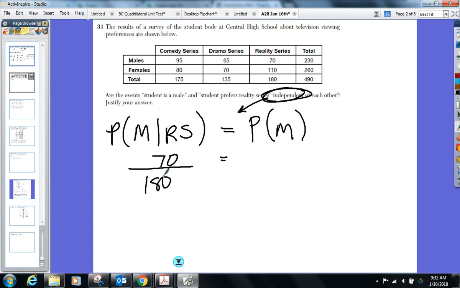Now I need you to use the table. What's the probability of male? How many males are here now? 230 out of. Okay, now I have to determine, are these two fractions equal to each other?